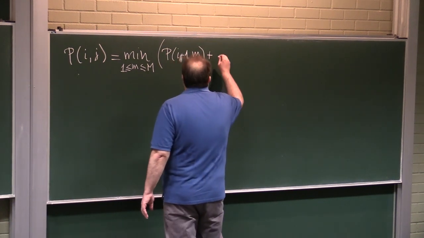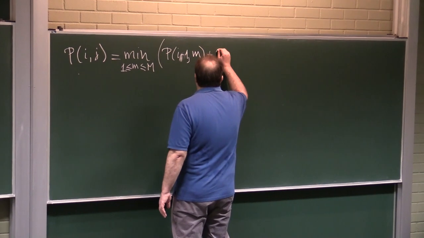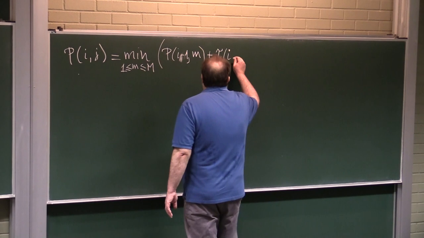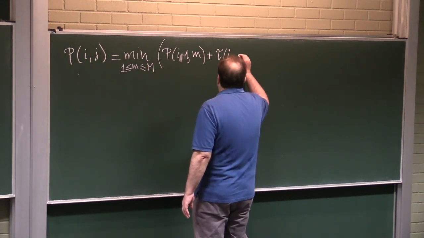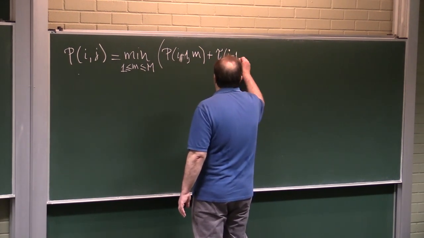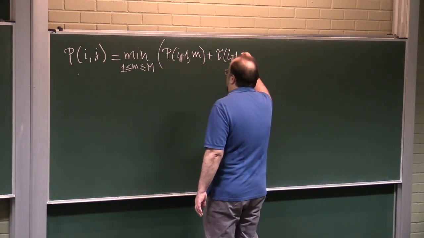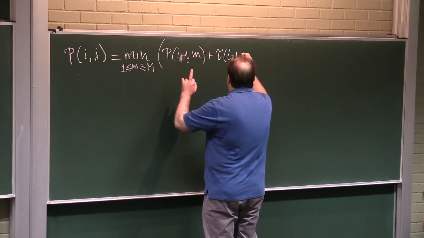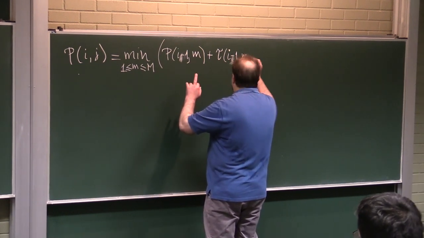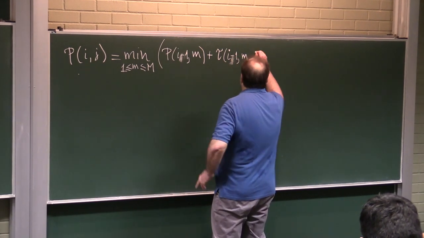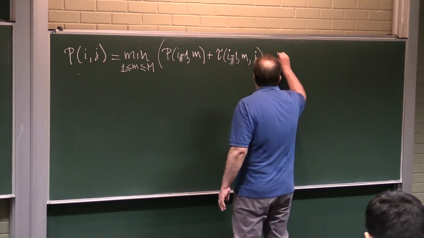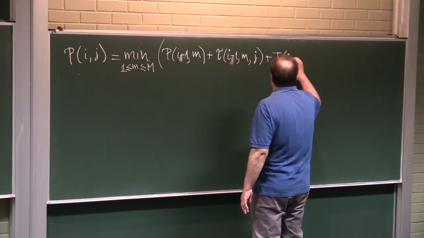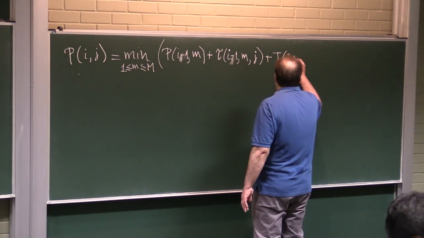Plus the time it takes to transfer. Time, which we call tau, i minus 1, i minus 1, very good. And then it was from m to j. Plus the time t to finish the job i to job on station j.